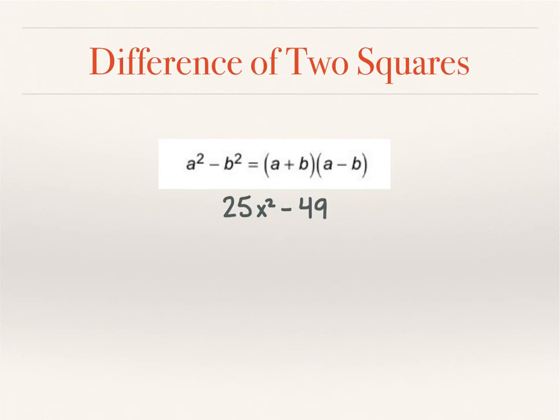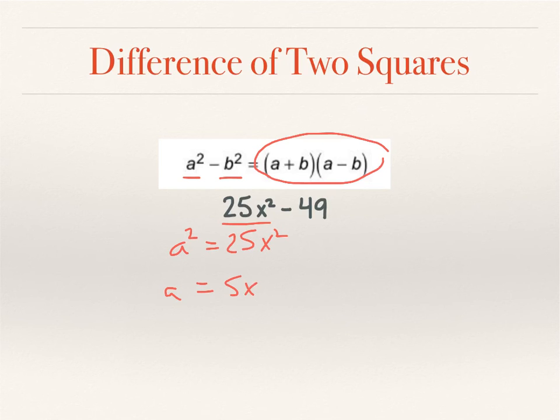Okay, so now we're going to do the difference of two squares. So now it's going to give us an A squared minus B squared, and we're going to put it into A plus B times A minus B. So here, what's our A squared? 25x squared. So it's just our first term. How do we find A all by itself? We take the square root. So we get 5x. What's our B squared? 49. Now most people would say it's negative 49, but our negative is always going to stay in the middle, so our B is just what's after the negative.